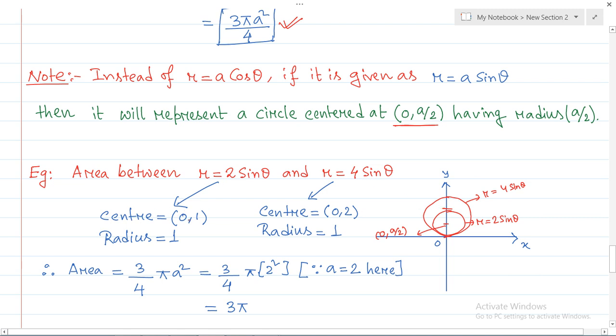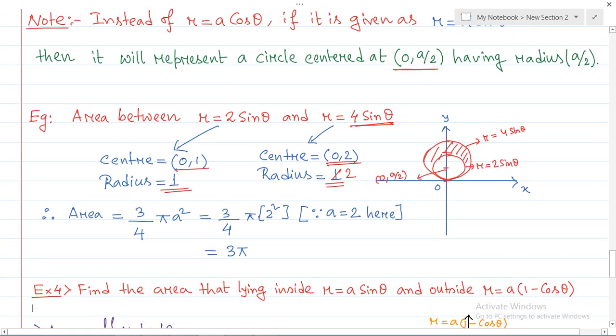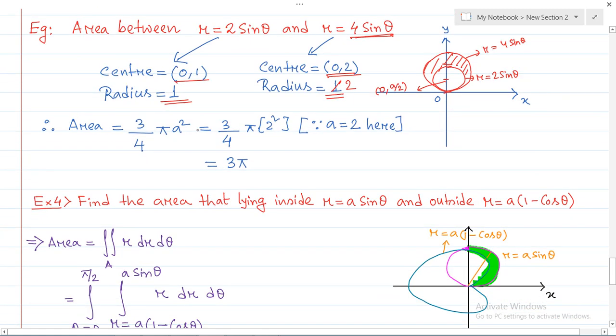What is the center of this circle? 0 comma 1 and radius is 1. Similarly for this circle, the center is going to be 0 comma 2, and the radius is going to be 2. Now let us come to the solution. Therefore what will be the solution? The same answer it will be. This region we have to calculate, the same region. So the answer is going to be 3 by 4 pi a square. If we use the same formula, here a equal to 2, so 3 by 4 pi into 4, so the answer is going to come as 3 pi. So this way also you can calculate.